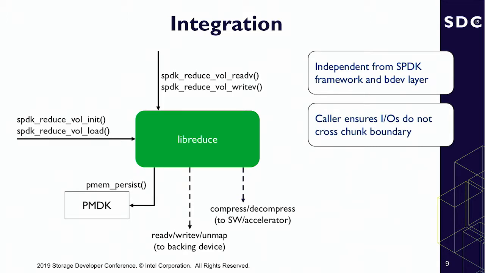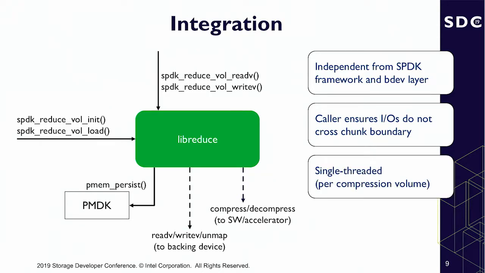I'll talk a little bit about what chunks mean. Whenever you're doing compression, you have to decide what chunk of data you are going to compress on. We decided, for simplicity, to force the caller. If we say that a chunk is 16K, and you have an I/O that spans a 16K boundary, it's up to the caller to actually make sure that those I/Os are split. We already have quite a bit of functionality in SPDK and other areas of the code to do this splitting, and so we decided to leverage that and not duplicate all of that here in the libreduce library.